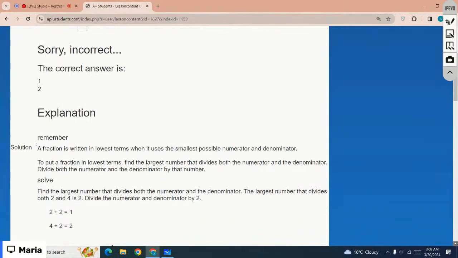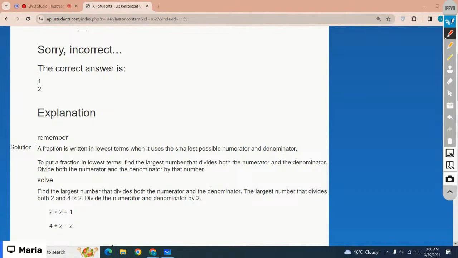A fraction is written in the lowest terms when it uses the smallest possible numerator and denominator, right? Like they cannot be divided further by any common number. To put a fraction in lowest terms, find the largest number that divides both numerator and denominator. Divide both numerator and denominator by that number, right? So here you have 2 over 4, right? The greatest number that can divide both numerator and denominator is 2, so simply divide them by 2. 2 divided by 2 is 1 and 4 divided by 2 is 2. So that is 1 over 2. The correct option is 1 over 2.